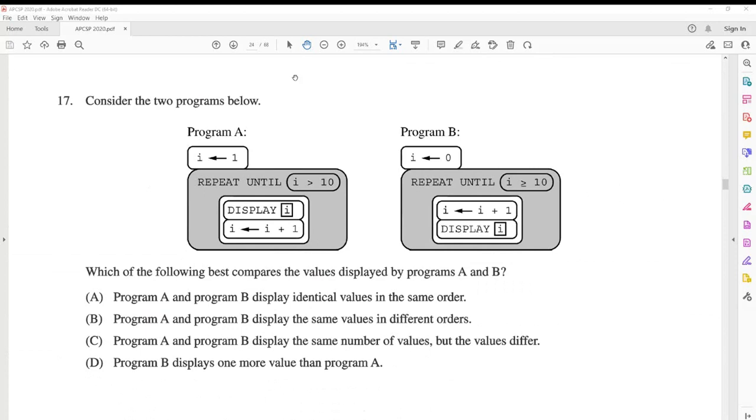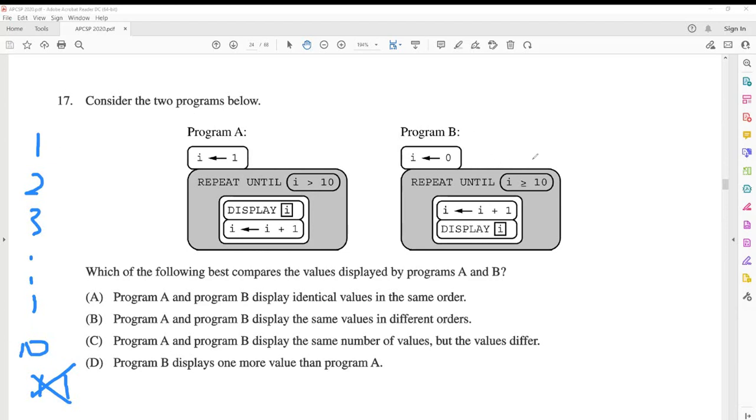Number 17, we have two problems. I equals 0, I greater than 10, you display I, increase. So this one you have starting from 1, and you will display it and then increase. So 1, 2, 3, 4, 5 up to 10. 10 you will display and then you add it to 11, but 11 will not repeat. So you will display this one 10 times.